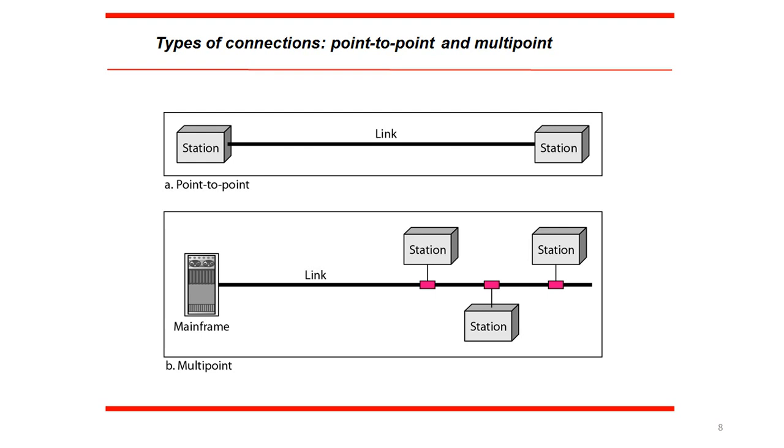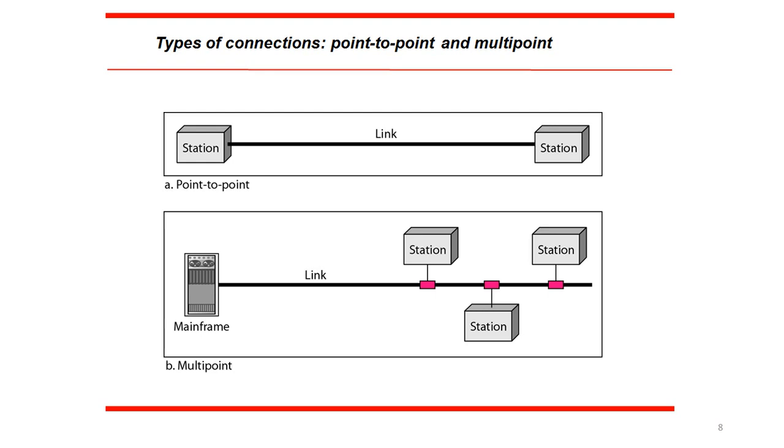Now we'll see what the basic types of connection are: point to point and multi-point. Point to point means there is an involvement of only one device with another device, and there is a link between them. That is point to point.